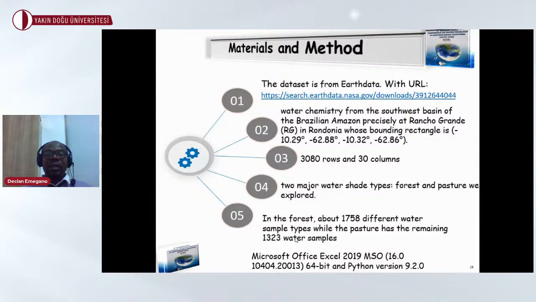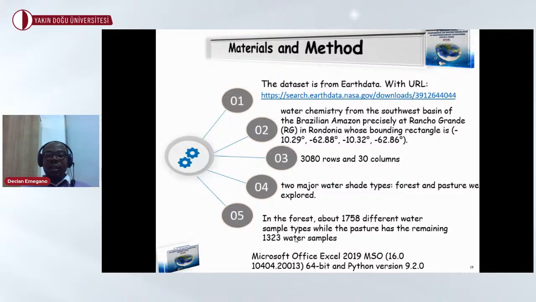So our data set, we got this data from Earthdata with this URL representation. It's water chemistry from the Southwest Basin in the Brazilian Amazon. The data is 3080 in number with 30 columns.